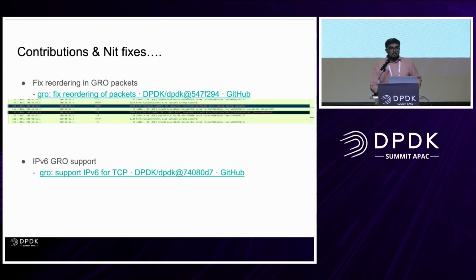Oh, sorry. There were a few nit fixes that had been done previously. Initially, before this particular patch for reordering GRO packets, if you took a packet capture whenever GRO was applied in the DPDK layer, you would see packets getting reordered. So this reordering was introduced in the GRO subsystem itself.